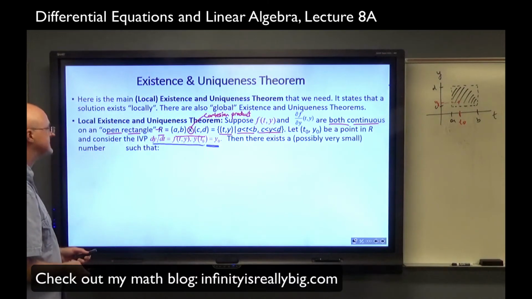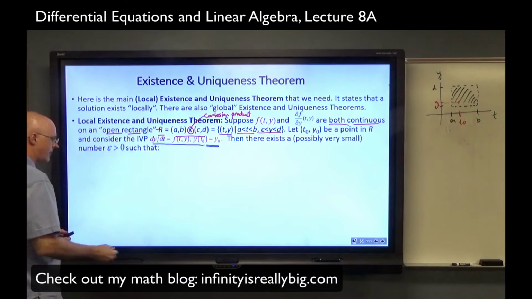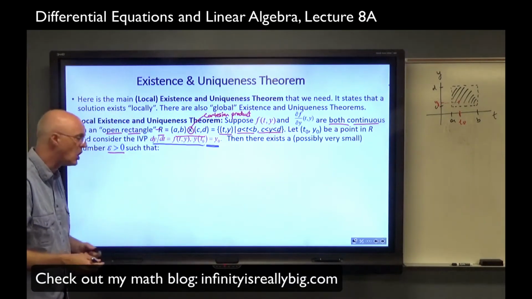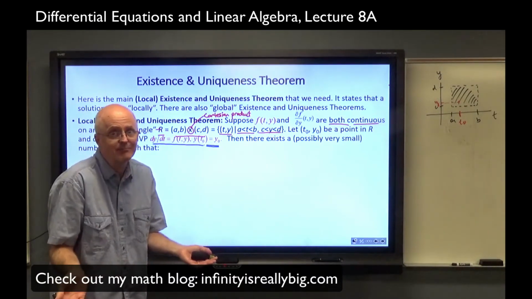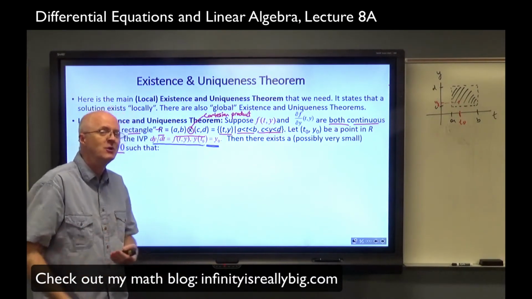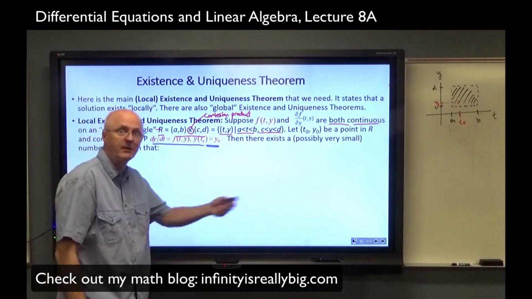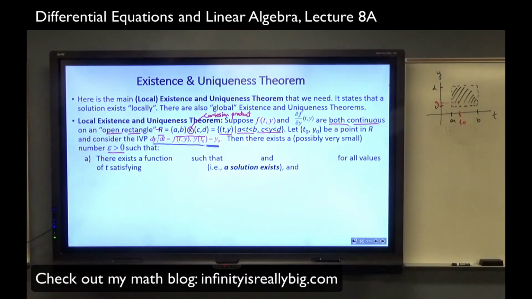Then there exists a possibly very small number, epsilon, greater than 0. Epsilon is kind of the mathematician's favorite letter for a small number. Actually, it doesn't have to be small. It could be big, but you usually intuitively think of it as small. So I'm saying possibly very small. It could be microscopic. It could be 10 to the negative a million power. That's how tiny it could be. Okay? Such that two things happen.